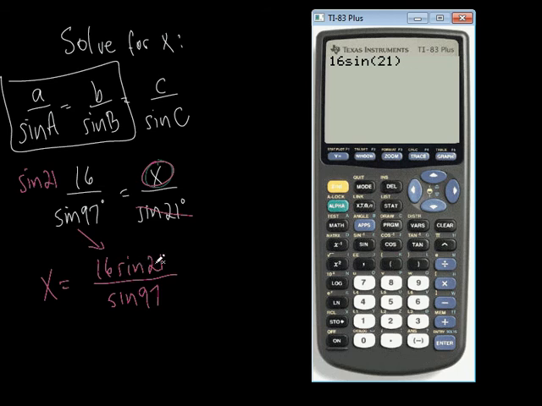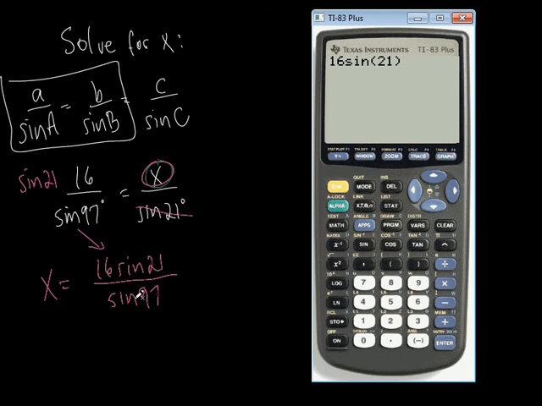So on those calculators, you hit the number first, then you tell it what function you want to apply to that number, okay? So you hit 21, then sine, and you'll get some decimal number. Then you multiply it by 16. Everybody follow me on that? Then you hit equals. After you hit equals, you can hit divide, then you hit 97 sine. But that's not your final answer.